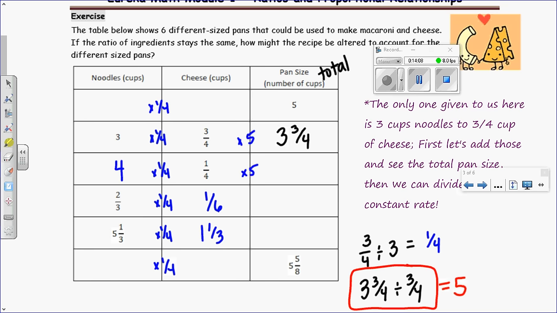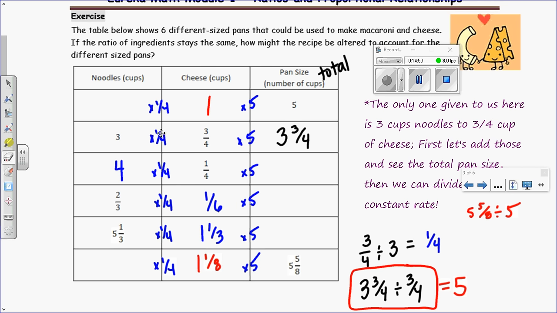This is times 5, this is times 5, this is times 5. Whatever that is times 5. That's great and all, except that I still don't know what the cheese is. So from the pan size to the cheese, I know that I multiplied by 5. So you have to be able to work backwards here. The inverse is dividing by 5. So 5 divided by 5 goes here. And 5 5/8 divided by 5 would go in right here. Okay, so go ahead and divide that, and hopefully you get 1 1/8.